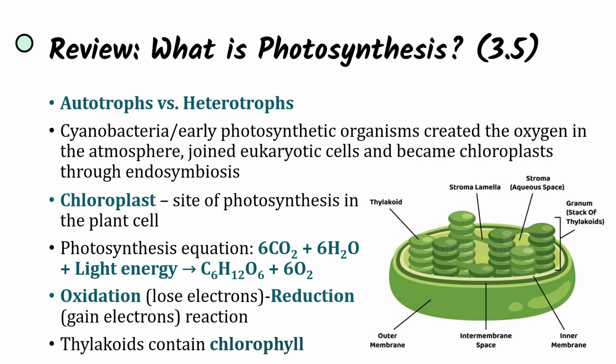And the equation for photosynthesis here is going to be 6CO2, so carbon dioxide, plus 6H2O, water, plus light energy. It's going to result in glucose and oxygen. Now, essentially, all photosynthesis is the conversion of light energy into chemical or food energy in the form of glucose. And photosynthesis is an oxidation reduction reaction, otherwise known as a redox reaction, meaning that there are going to be loss of electrons and gaining of electrons within the reaction.